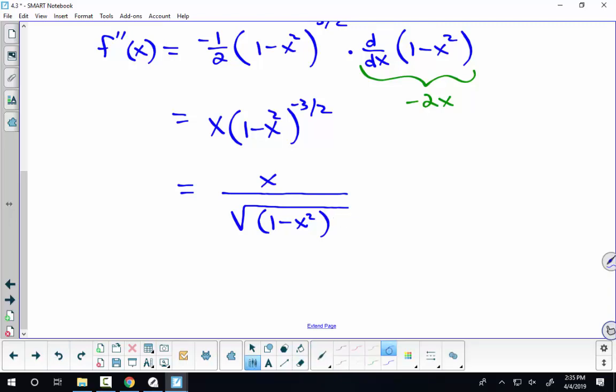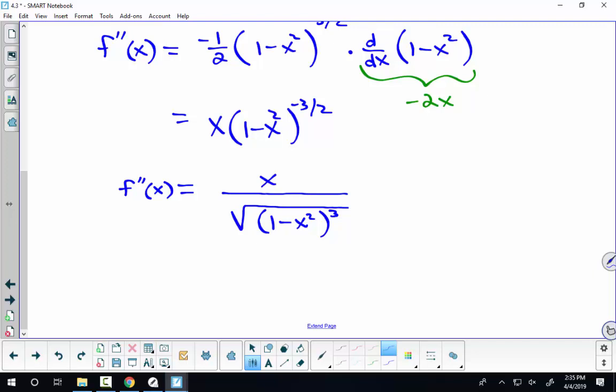Can we simplify that any further? Or will we just leave it? I'll just leave it. Second derivative. So it really doesn't matter which one we work with.